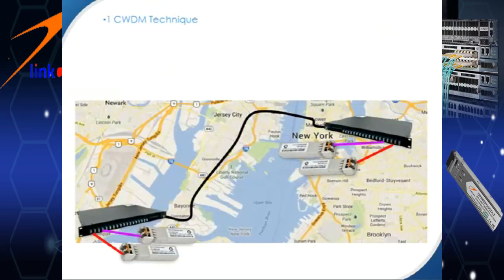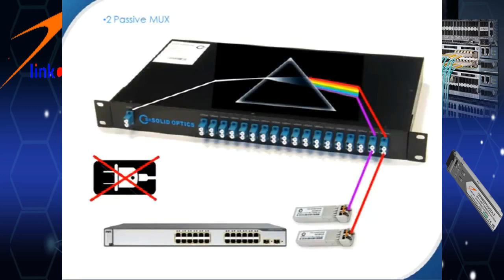The CWDM technique is a technique where you combine different light sources or different colors of light over a passive mux, over dark fiber to another data center, for example, where that is demultiplexed. The advantage is that you can put multiple data streams over one dark fiber, so increasing your bandwidth. This is done by a passive mux and CWDM optics.